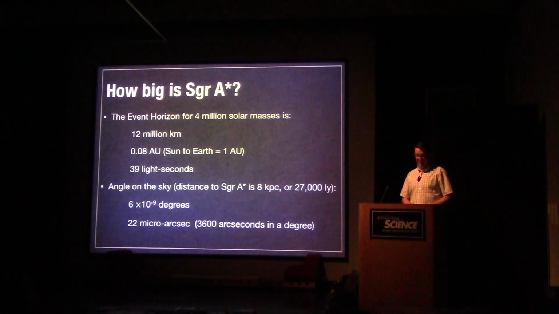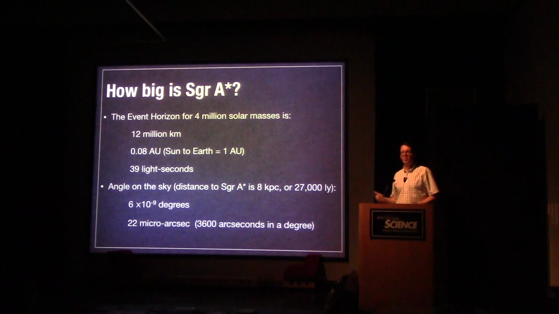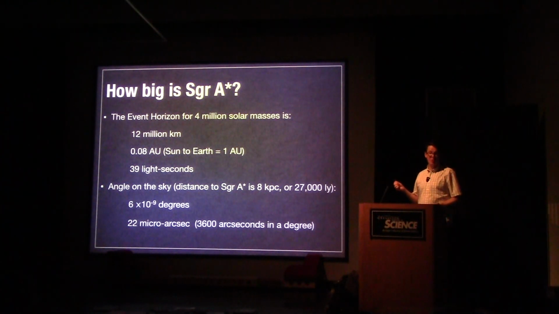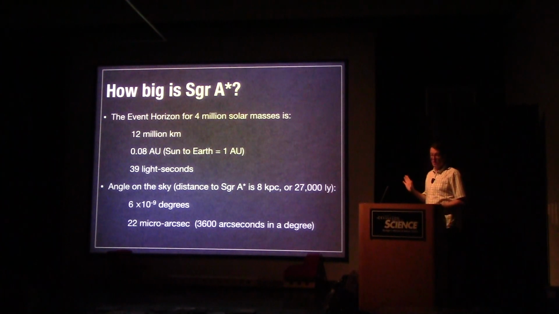So you need to be able to get 100,000 times better than what you can do from the ground with typical standard optical observations, to be able to image the event horizon of Sagittarius A star.